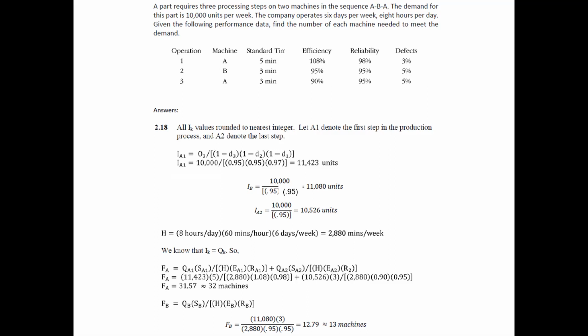Then for operation number 2, we follow the same process. Now we use the input for B, which is 11,080 units, substitute that into the equation, and we end up with 12.79. Again, we round up because we cannot have a fraction of a machine. So the solution for this problem is that the number of machines type A we need is 32, and the number of machines type B that we need is 13. Any questions?